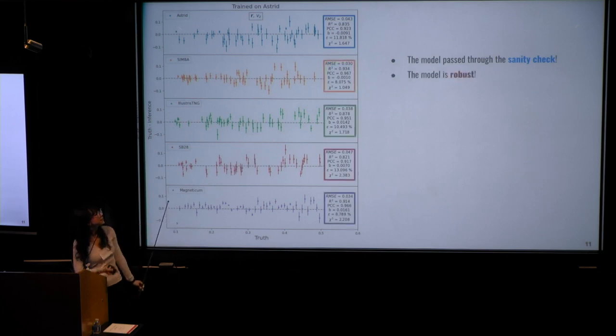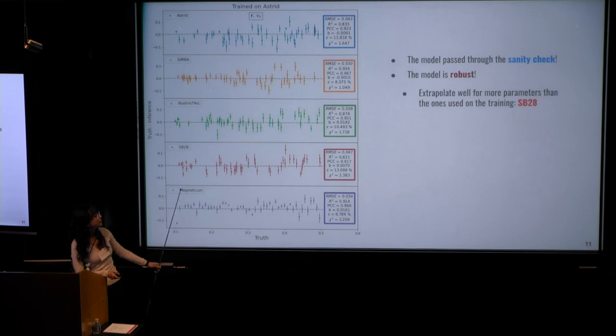The important thing here is to take a look at what is going on with the predictions for these other simulations. And as you can see, we are following this zero line for all these different simulations. All the metrics are okay as well. And then we finally had a model which is robust, which can extrapolate over all these different hydrodynamical simulations. And this was the first time that we achieved a model like this.